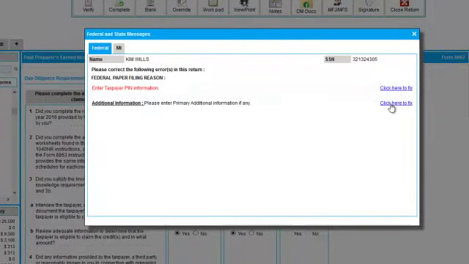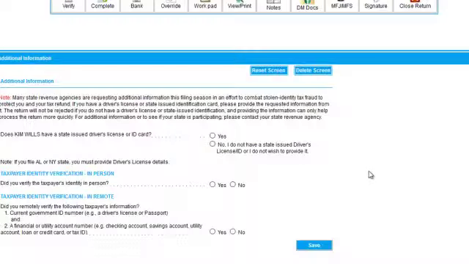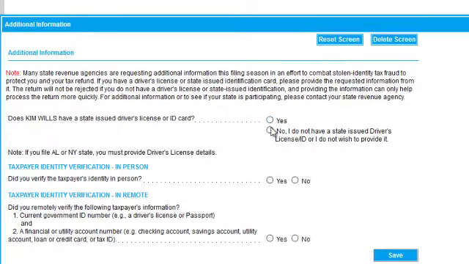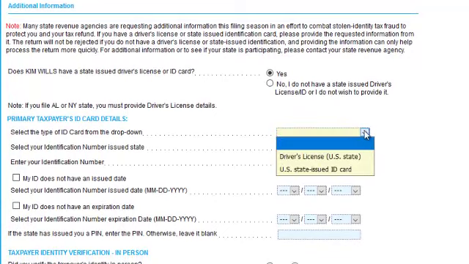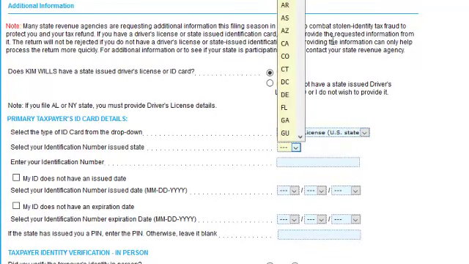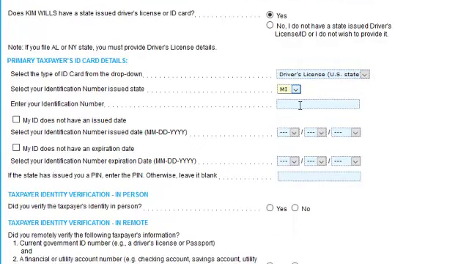Now, additional information, it populated. Does she have a driver's license? We're going to say yes. Like I said, read all the information. Basically, it's a form for ID, driver's license in Michigan, or whatever state you're working with. I'm going to enter that number. Wait a minute, do I have enough numbers here?